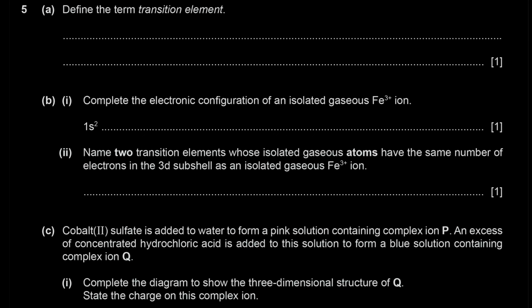Here we have question number 5. Define the term transition element. Now, a transition element can be defined as an element that forms at least one stable ion that has a partially filled d subshell. Or you can say it has partially filled d orbitals.